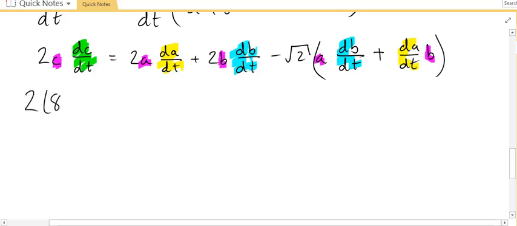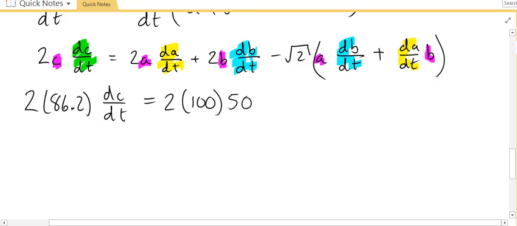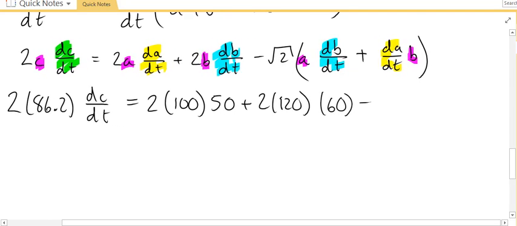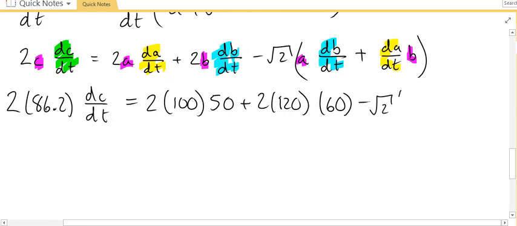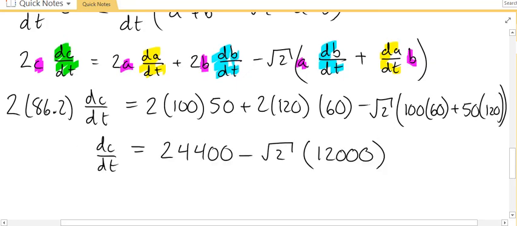So we have 2 times 86.2 times dc/dt equals 2 times 100 times 50 plus 2 times 120 times 60 minus square root of 2 times (100 times 60 plus 50 times 120). And actually, if we had just left it as a square root back there, it would have turned out pretty nicely.